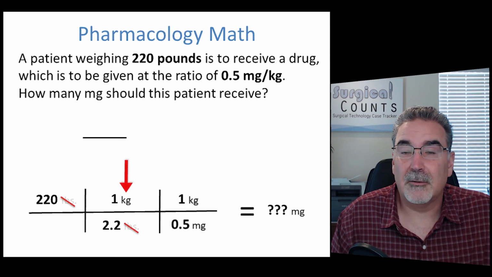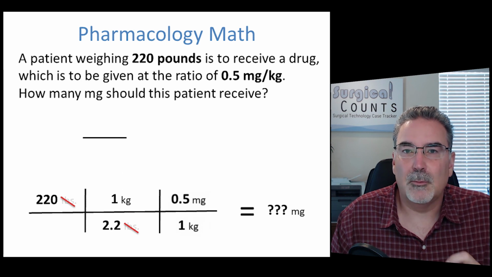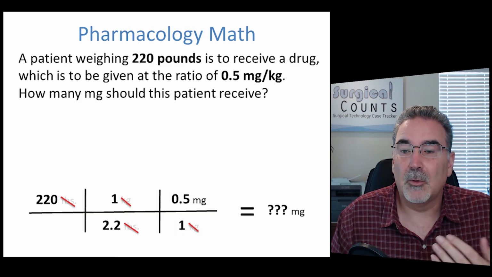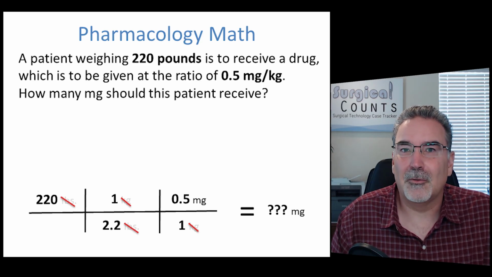Well, we have kilograms at the top. We want kilograms at the bottom. So we're going to write it 0.5 milligrams over 1 kilogram. And when we do, we can cancel out the kilograms and we're left with milligrams. And does milligrams equal milligrams? Yes, it does. So we know we've solved it correctly.